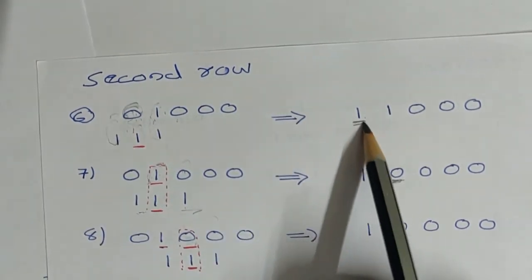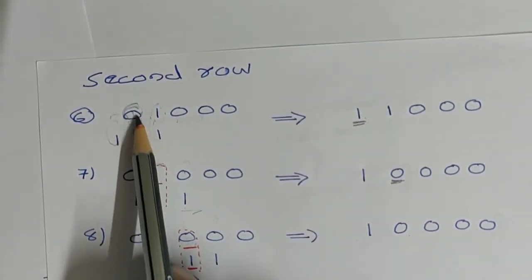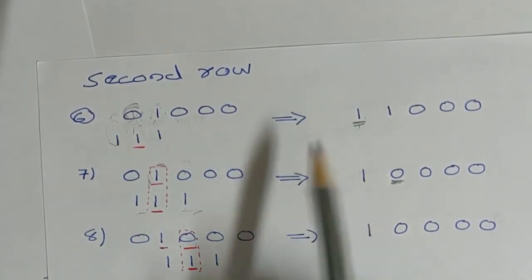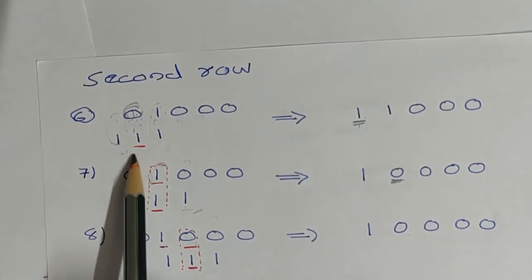We will change the input pixel value. Initially the input pixel value is 0. Now this 0 is changed to 1 here. Then we will shift the structuring element to the right side.